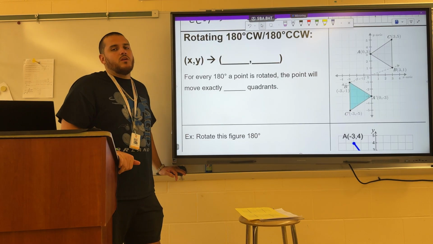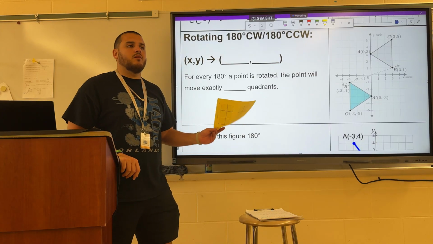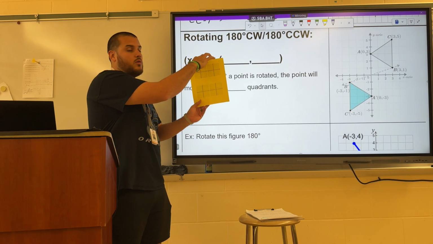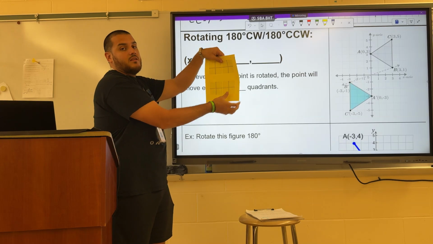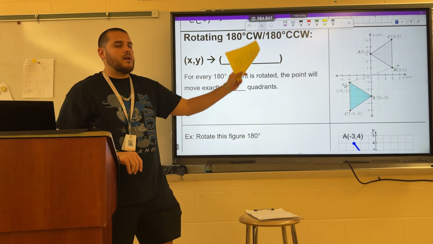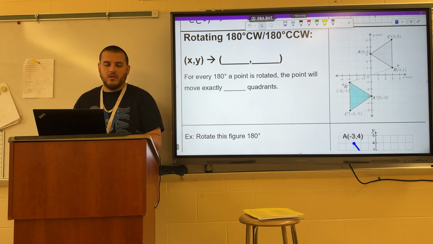The next rotation we're learning about is a 180 degree rotation, which is the same thing regardless of if you're going clockwise or counterclockwise, because 180 is 2/4 of a turn. If I'm turning to the right, I just get upside down. If I'm turning to the left 2/4 of a turn, I'm also upside down. So direction doesn't matter for a 180 degree rotation. It's the same either way you go.